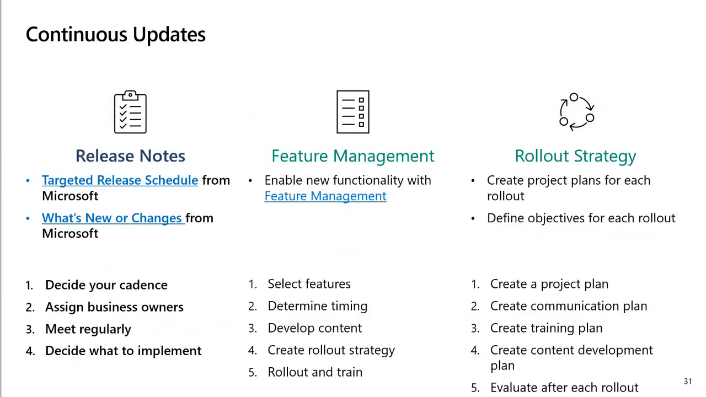Another factor that you'll need to think about is continuous updates. The software is receiving updates on a monthly basis. You might be delaying your updates and taking the minimum amount of updates, but you're still going to need a strategy. You're going to need to make sure that part of your strategy includes someone that's analyzing those release notes, and looking at those targeted release schedules and what's new or changed, and deciding a cadence.